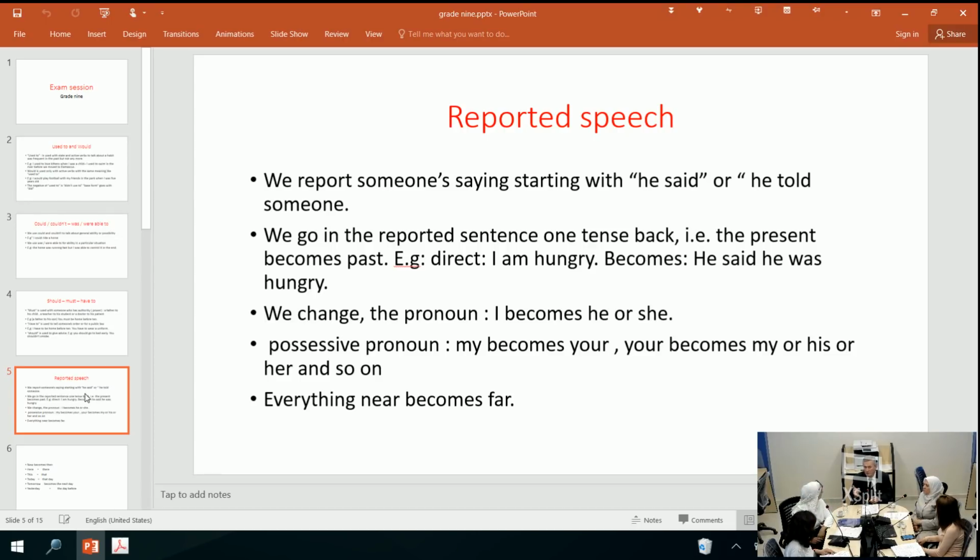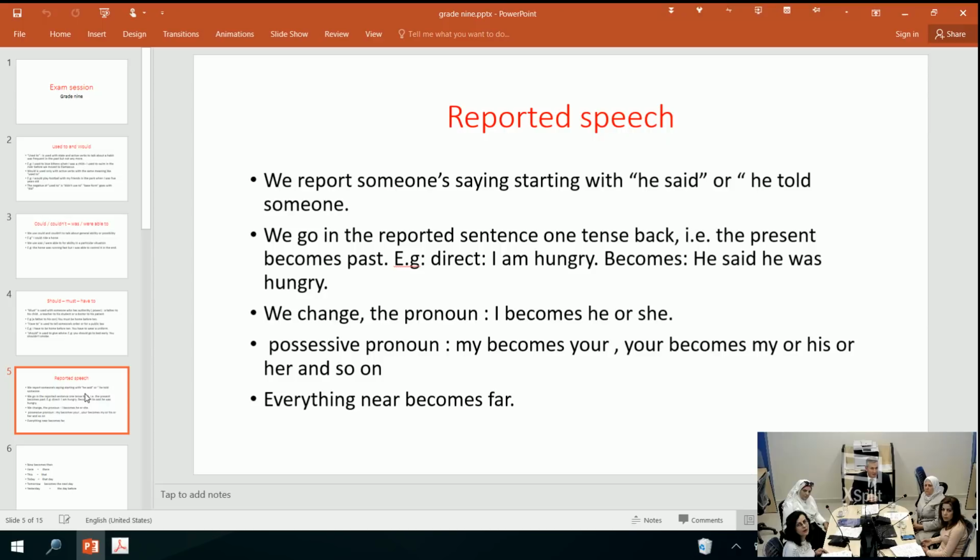Sometimes we report the question exactly as it is said by the speaker, but we put two inverted commas, quotation marks. But this is not for grade 9. For grade 9, they need to go one tense back. The present becomes past simple. Present continuous becomes past continuous. So in the reported sentences, we go one tense back, the present becomes past.